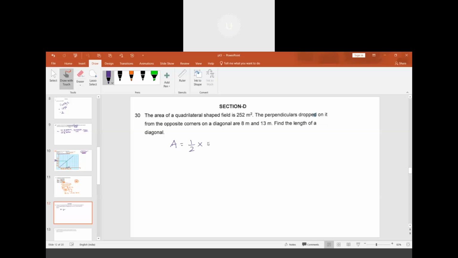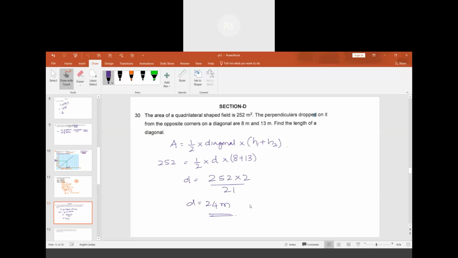The formula is half into the common diagonal into the sum of the altitudes, h1 plus h2. Here the area is given, 252, which is equal to half into diagonal multiplied by the perpendiculars, 8 and 13. This sum is 21. So 504 is equal to 21 into d, divided by 21. The answer we get is 24.